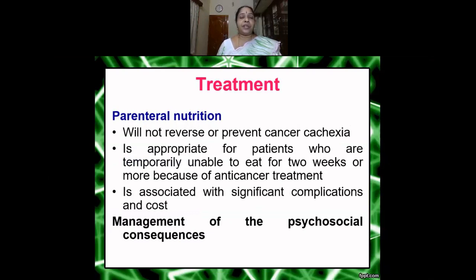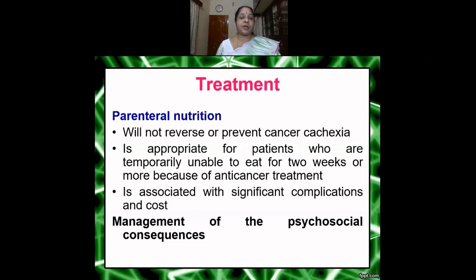Parenteral nutrition is intravenous feeding. This will not reverse or prevent cancer cachexia. It is appropriate for patients who are temporarily unable to eat. So it can be given only for a short period of time. It cannot be given for a long period of time, for up to 2 weeks or more, because of anti-cancer treatment. So parenteral nutrition or intravenous feeding can be given to patients only for a short period of time. It is associated with significant complications, and also it is costly, expensive.